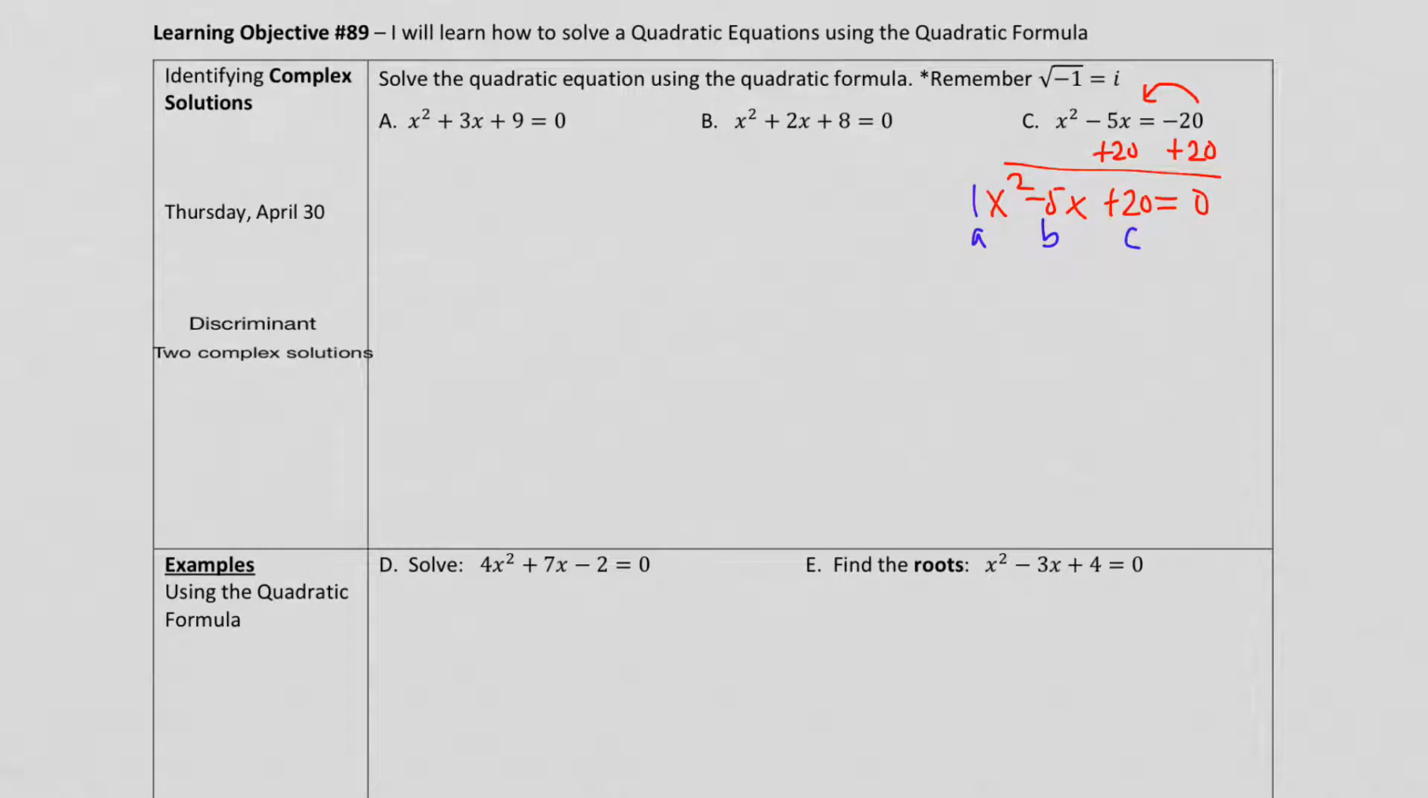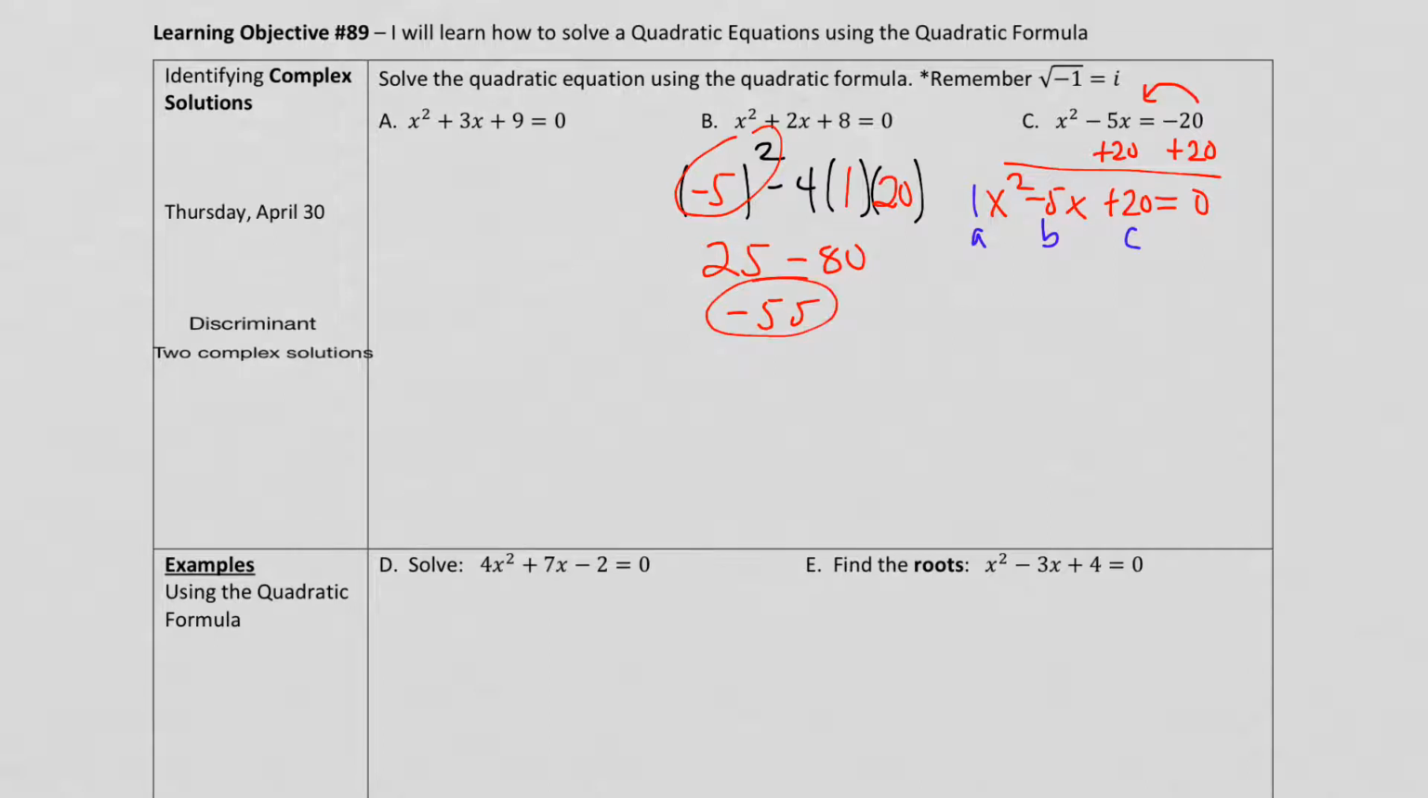So now I'm going to find my discriminant. I'm going to use this space here to my left. b squared minus 4ac. Again, b is negative 5, so that goes here. And then a is 1, so that goes there. And then c is 20, so that goes there. Negative 5 squared is 25. And then here, multiplying these three together, I get negative 80. So 25 minus 80 is going to be negative 55.